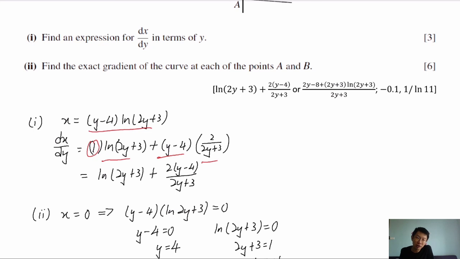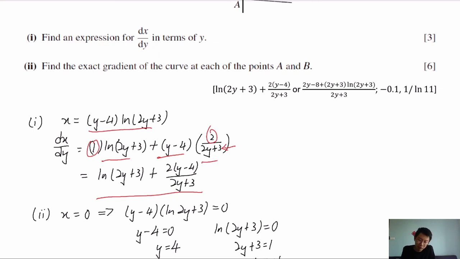So how do we differentiate the ln 2y plus 3? We put the 2y plus 3 in the denominator, and we differentiate the 2y plus 3 and put it in the numerator. That is it. So you just have to tidy up a little bit. Basically, that is the expression for dx/dy.